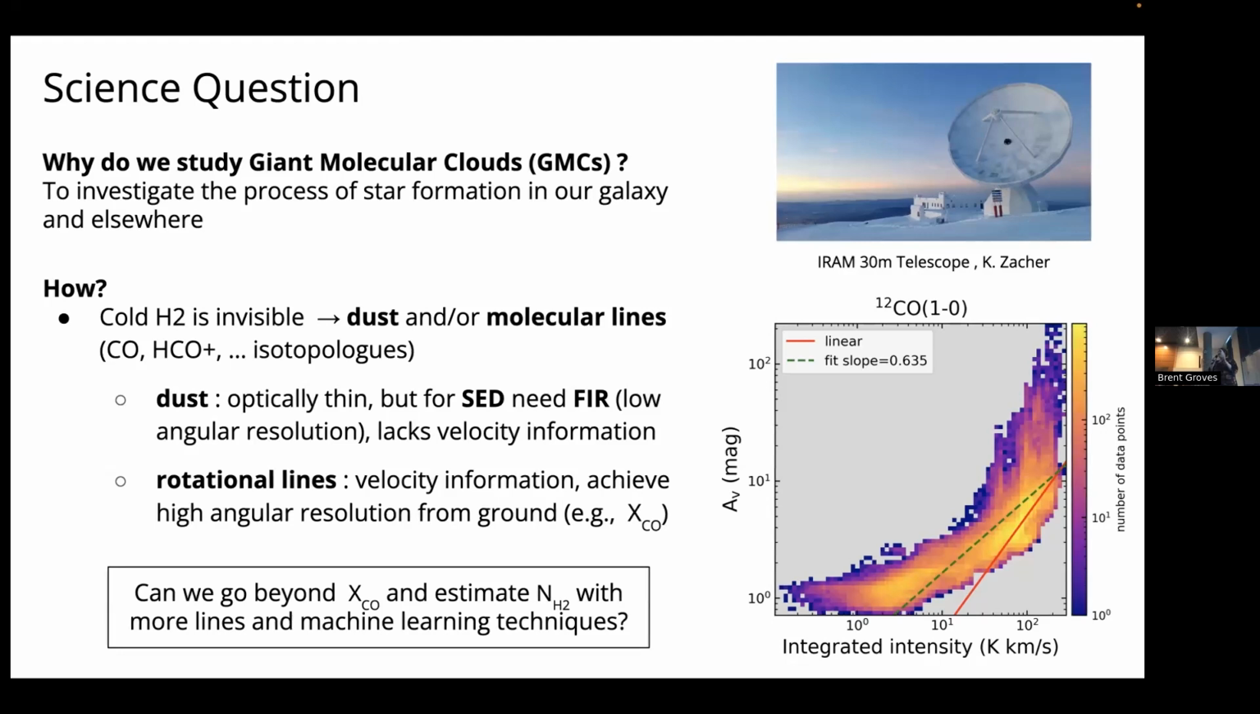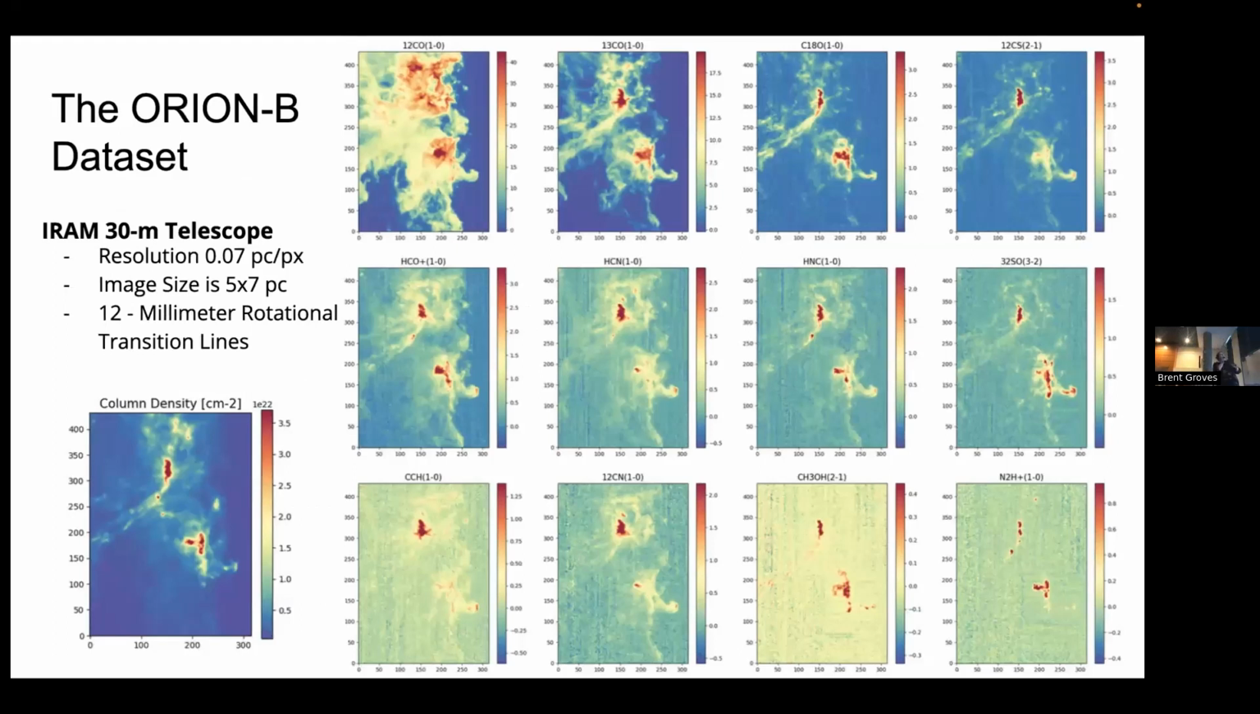So the main question driving our project was, can we go beyond this XCO assumption and estimate the H2 column density using more lines and machine learning techniques? And a quick look at our data. We used data from the IRAM 30-meter telescope. We had 12 different species that we were looking at. These are the integrated intensity maps, and we had several isotopologues. For example, on the top row, we have 12CO, 13CO, C18O, and so on. We also had our column density. So we started by visually analyzing these maps before moving on to other techniques.